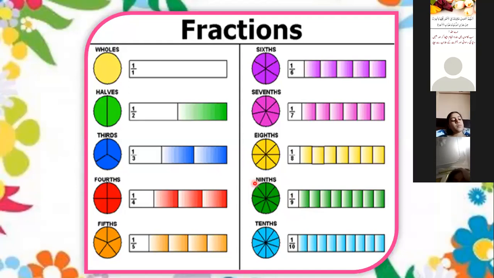Now, come to 10th. Here the whole is divided into 10 equal parts. And each part is called 1/10 and all the parts are called 10th.